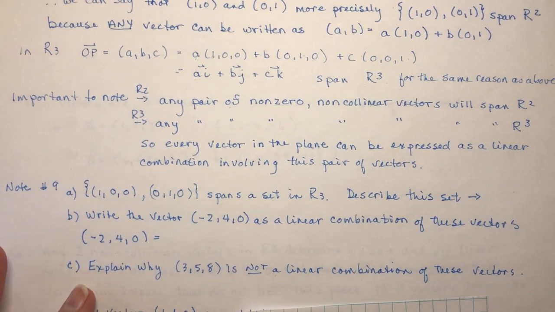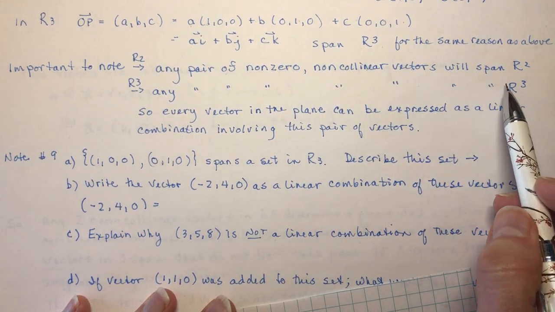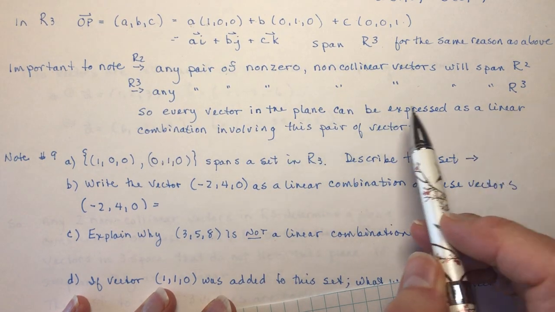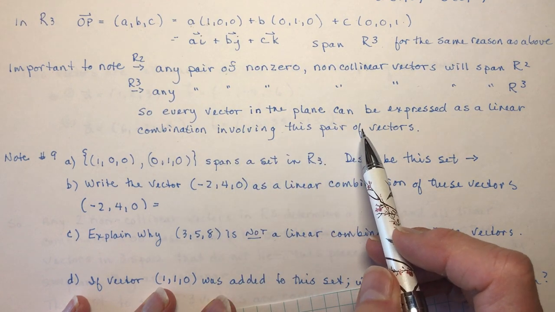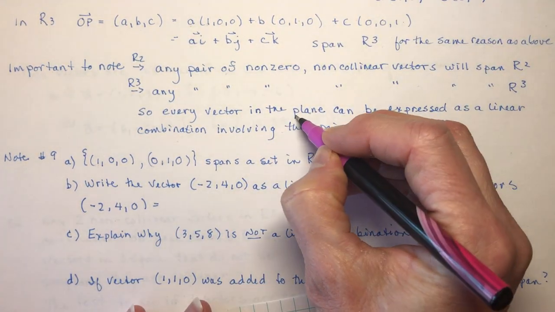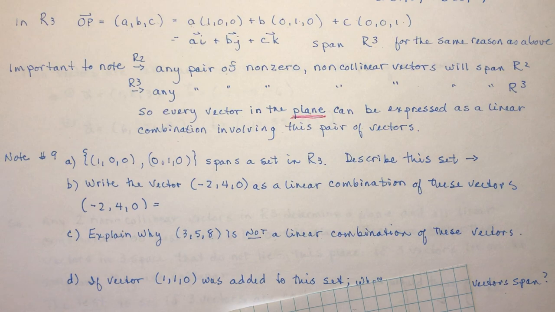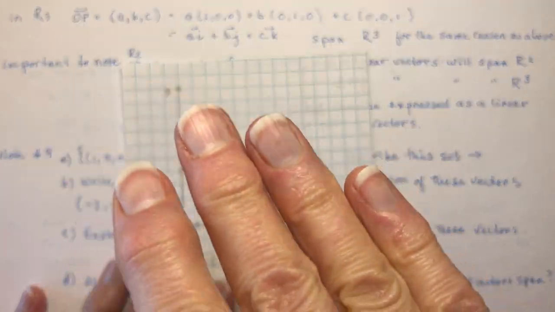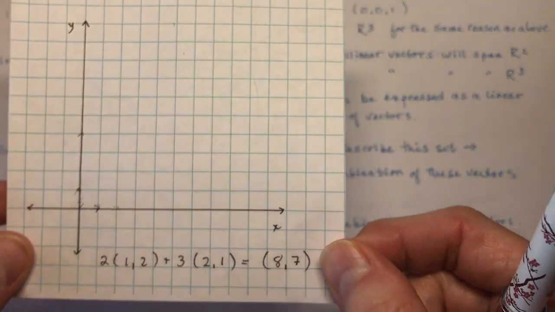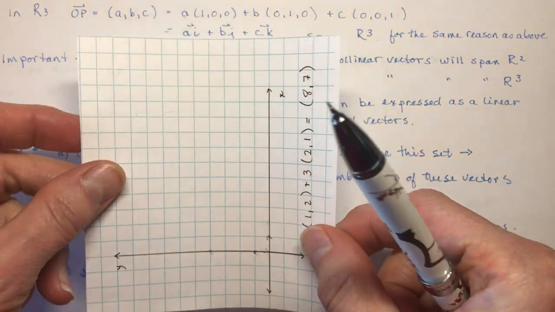Okay, so in R3, any pair of non-zero, non-collinear vectors will span a plane in R3. So every vector in the plane can be expressed as a linear combination involving this pair of vectors. The most important words in this little statement here are every vector in the plane. So there are many, many planes in R3. When you talk about R3, you have to think about it as being a stack of papers. So there's a plane. I could keep lifting this up and up and up, and each one of these is a separate plane. Or I could go this way, or I could go this way. Or I could be on the XY plane, or I could be on the YZ plane.